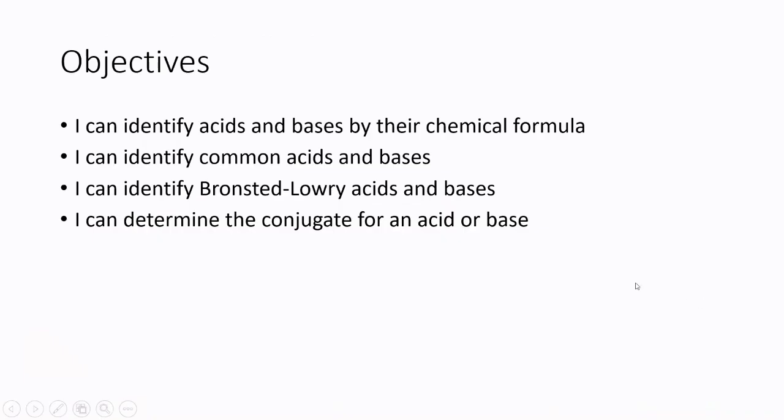So this is what we're going to try to do today. These are all Alex company. So we're going to identify common acids and bases by their chemical formula. We're also going to identify if it's an acid or a base. We're going to identify what a Bronsted-Lowry acid and base is, and then we're going to also figure out what this conjugate acid or base means.